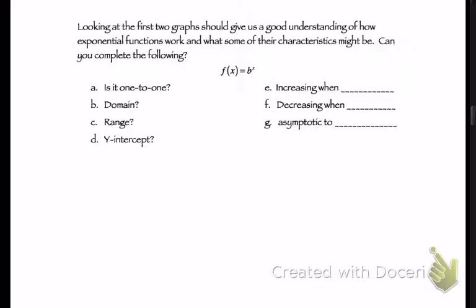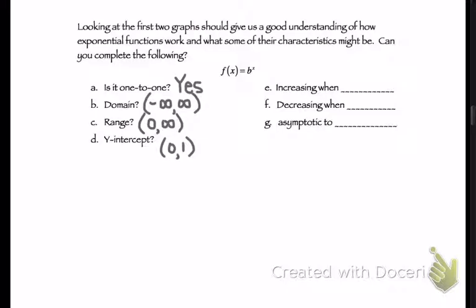Is it 1-to-1? Obviously, yes, it passes both the vertical and the horizontal line test. Domain, what x values are being used. You should be able to say, okay, all reals, all of them are being used. The range, though, the y values being used are 0 to infinity. Notice that I have a parenthesis on 0 because it never actually touches 0, so no bracket. What was the y-intercept? Well, the y-intercept was 0, 1.